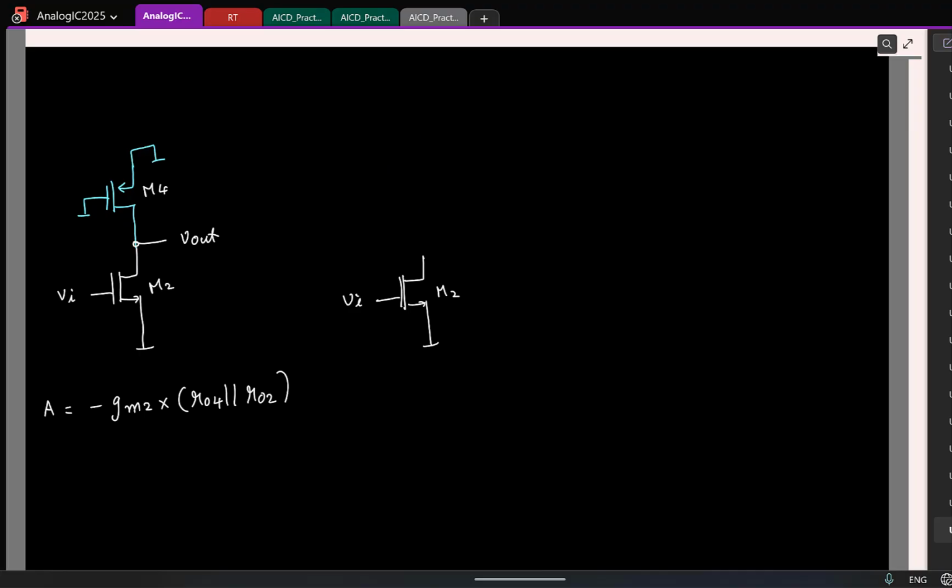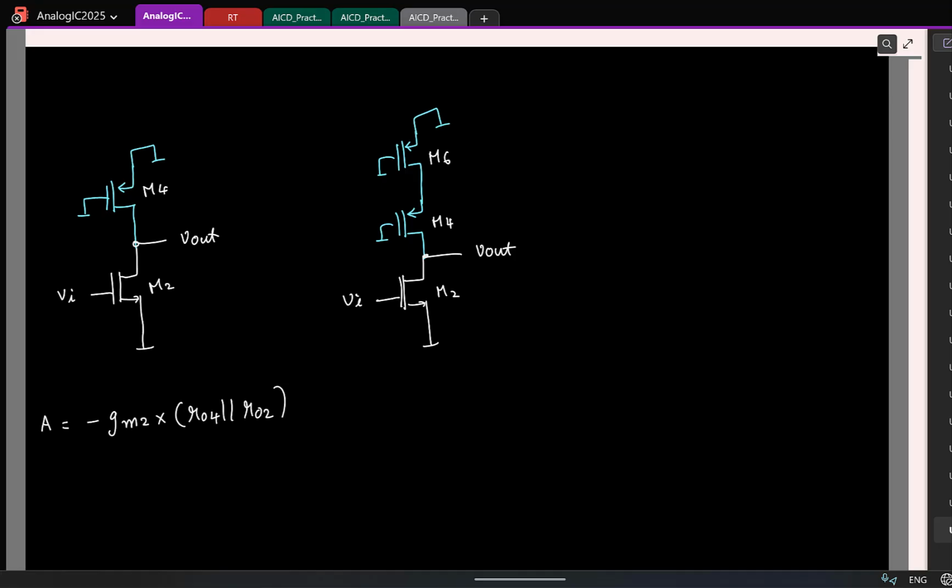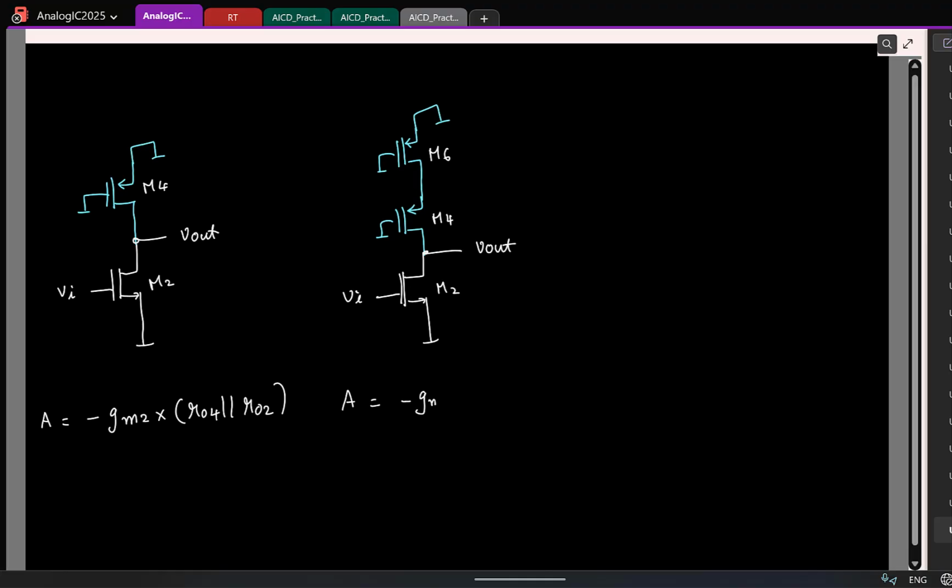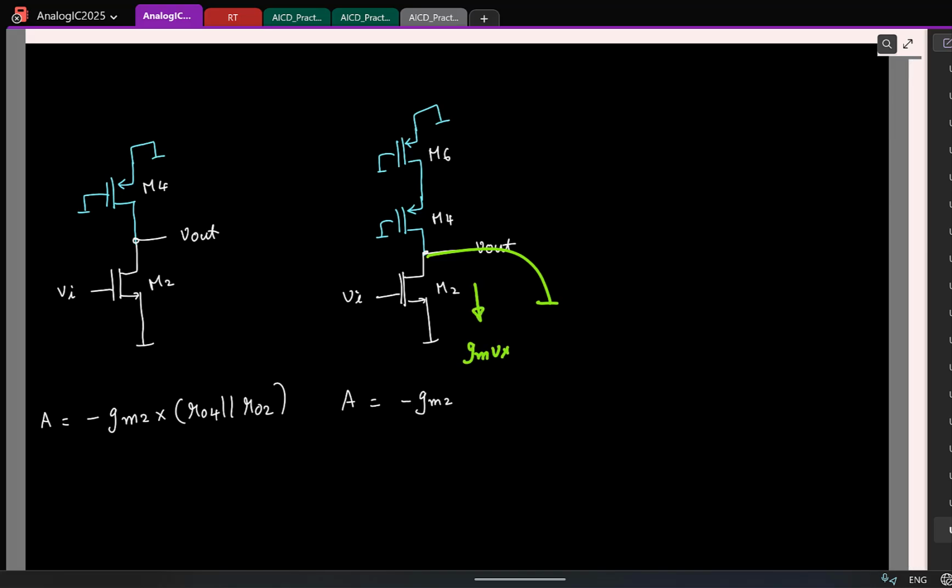Let me draw it more neatly. So let's say this is M4, M6. So now tell me what is the small signal gain. What is the short circuit GM in this circuit? It will be minus GM2. Because if I short circuit this output, I have GM times Vi flowing from here. The short circuit current is minus GM times Vi. So the short circuit GM is minus GM of M2.